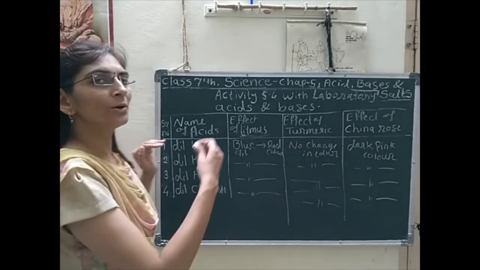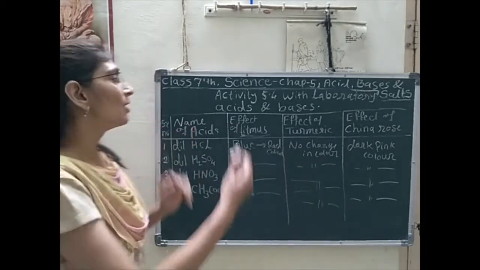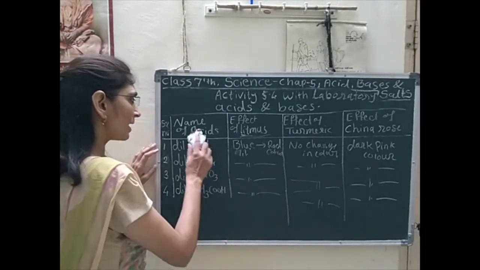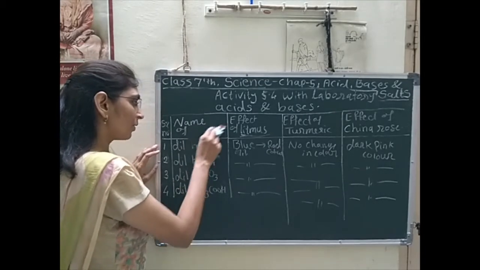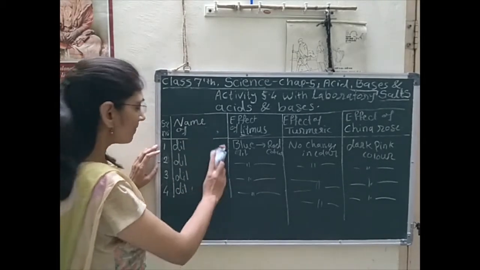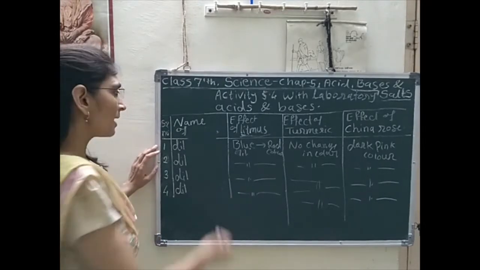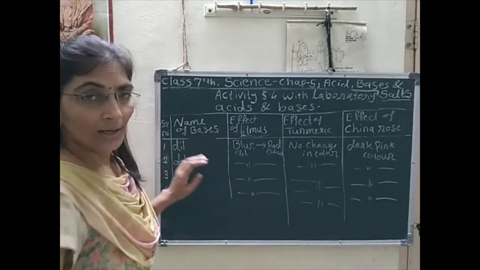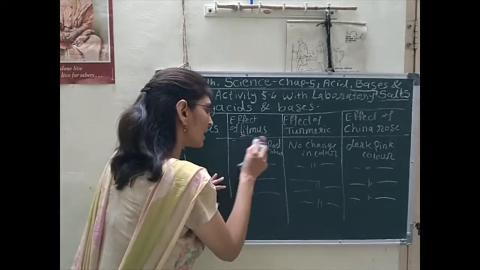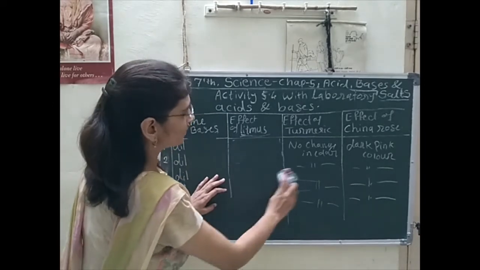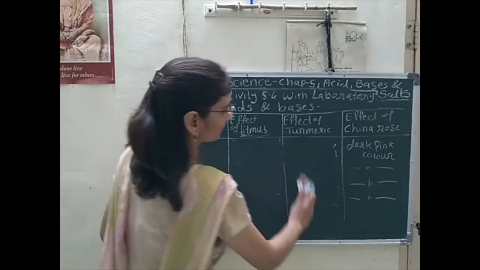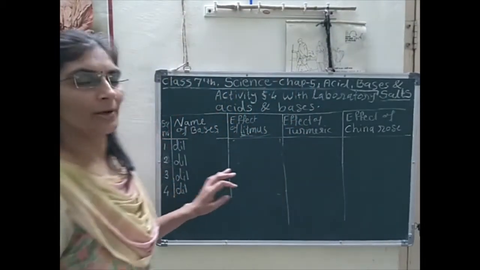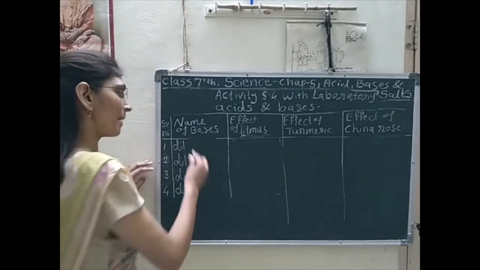Now we have to fill up the second table, which is made for the names of bases. So here, instead of acids, we have to take the samples of laboratory bases. We only have to write the names of bases here, and as we have written the names of bases, all the observations will change. So the second table will be in that manner.